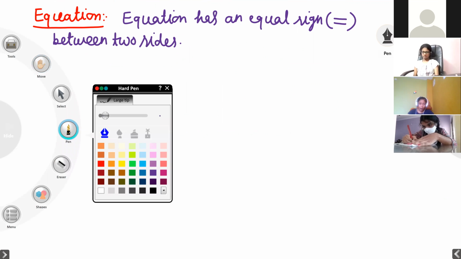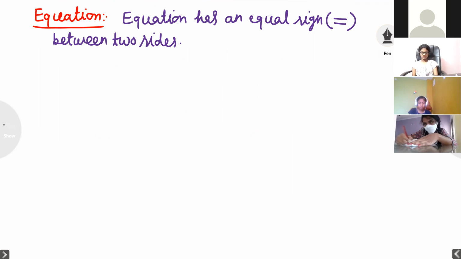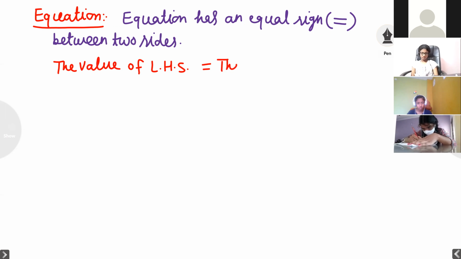It means you can write down the value of LHS is equal to the value of RHS. Wherever you are getting an equality sign, that is called equation. If the value of LHS is equal to the value of RHS, that is called equation.